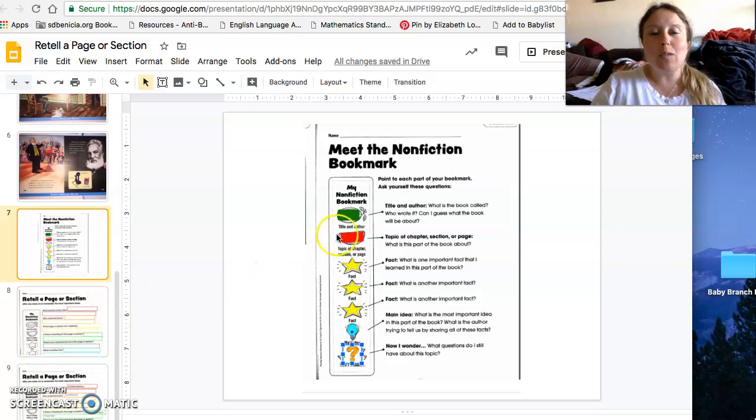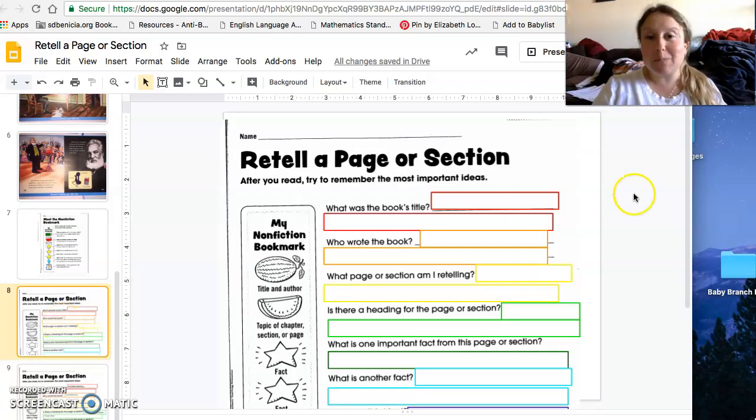Okay, so the page in front of me here says Meet the Nonfiction Bookmark. You should have that in front of you. Make sure that you either have this page or this cutout, and you're ready with it. You also need this page.